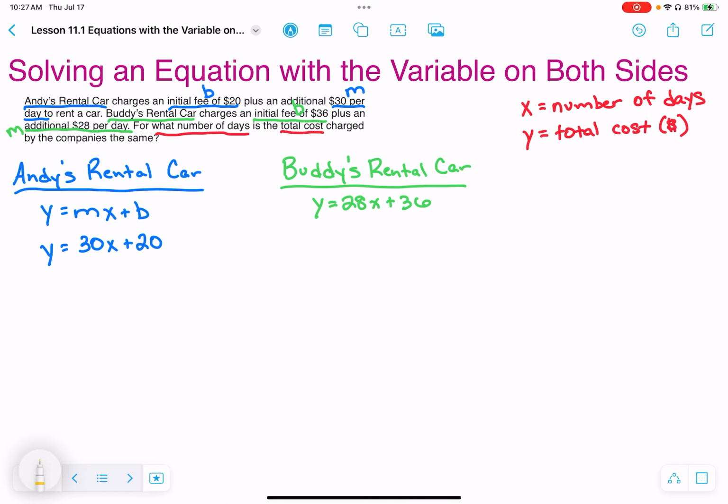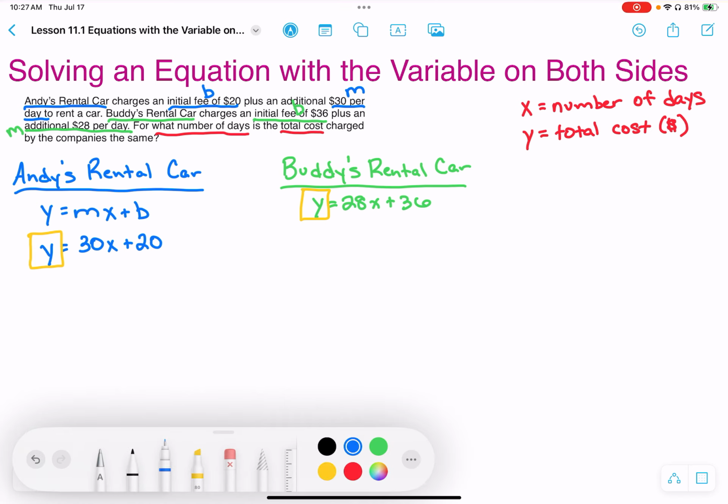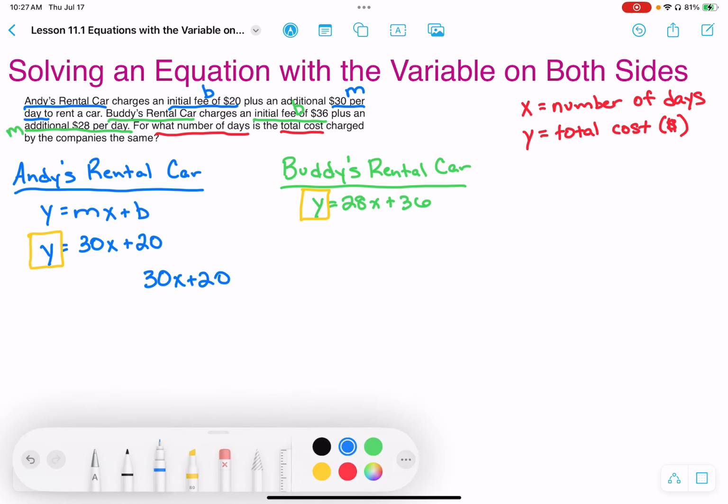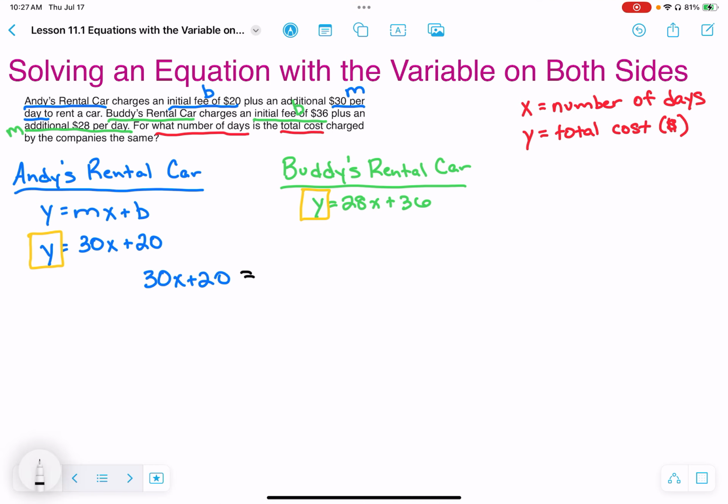And the way that we do it is by first noticing that both of these equations for Buddy and Andy equal y. Both of these equations, 30x plus 20 and 28x plus 36, equal the same thing. They both equal y. And if they equal the same thing, that means they are equal to each other. So 30x plus 20 and 28x plus 36 equal each other because they both equal y.